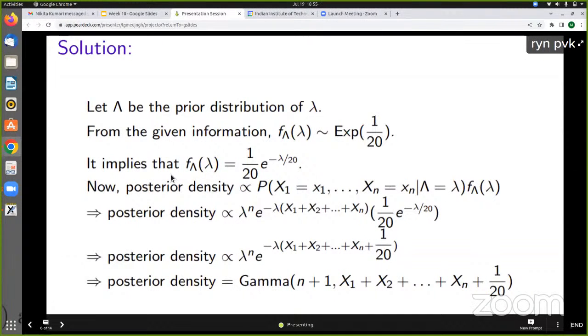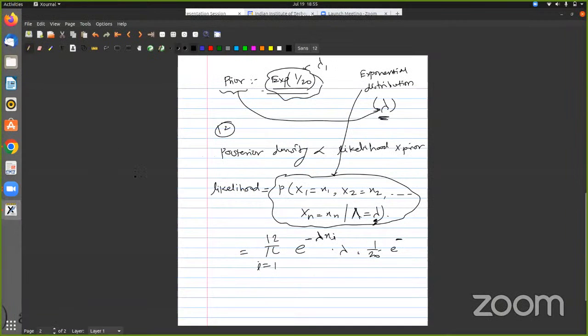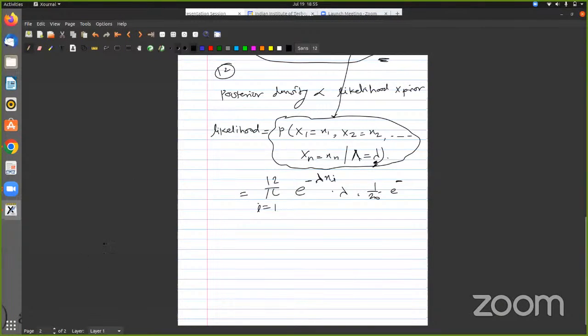This is a function of lambda, right? The prior distribution is a function of lambda. In another format, I'll ask you one more question.